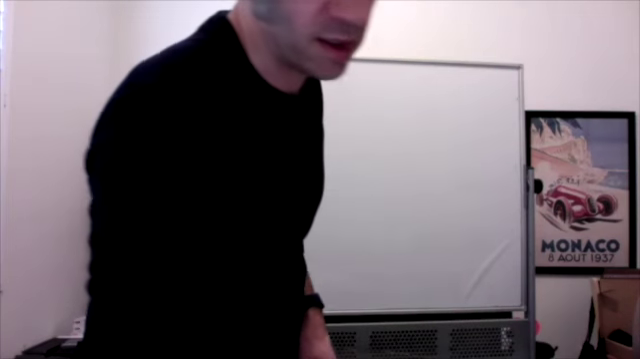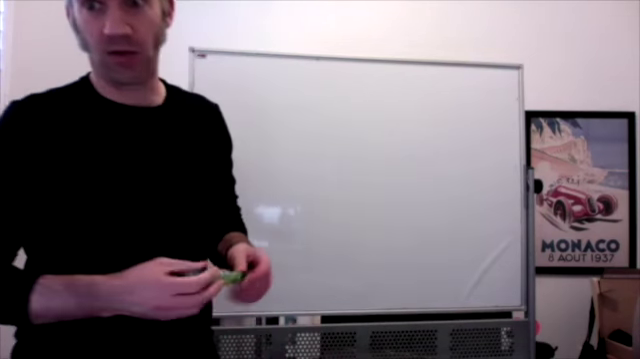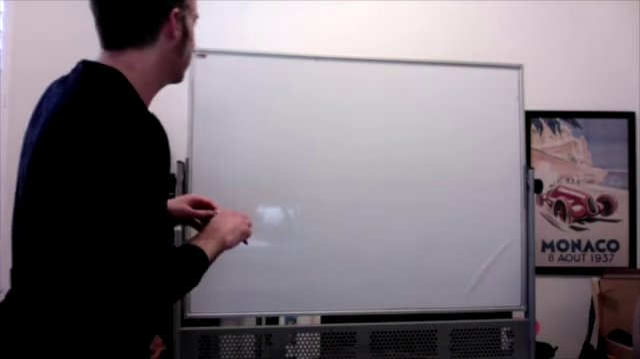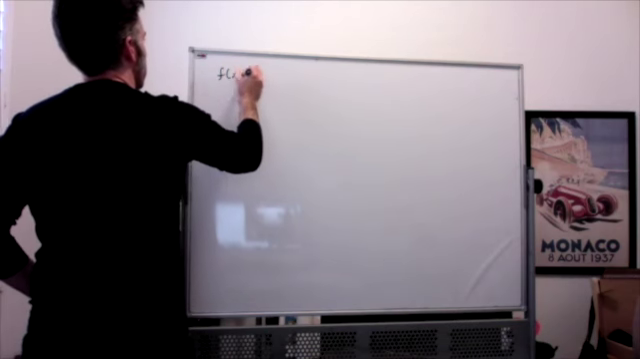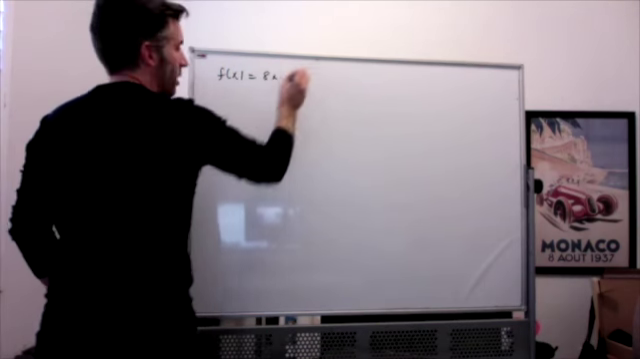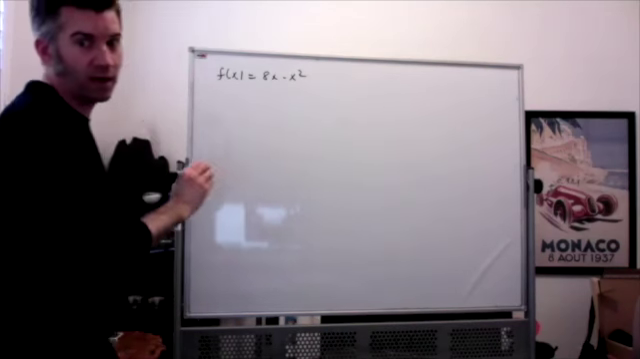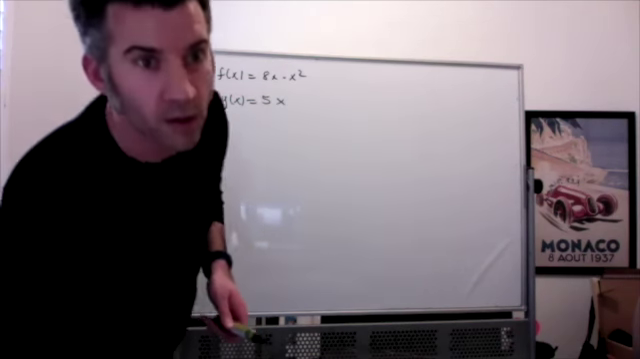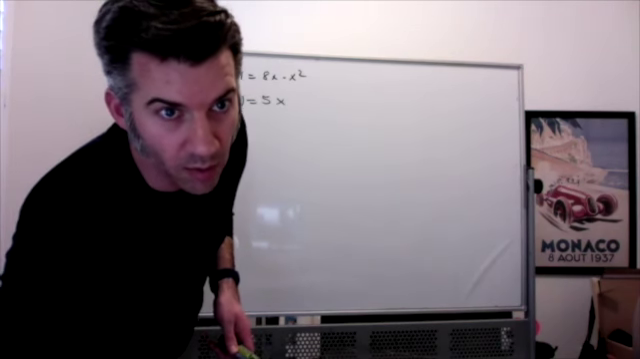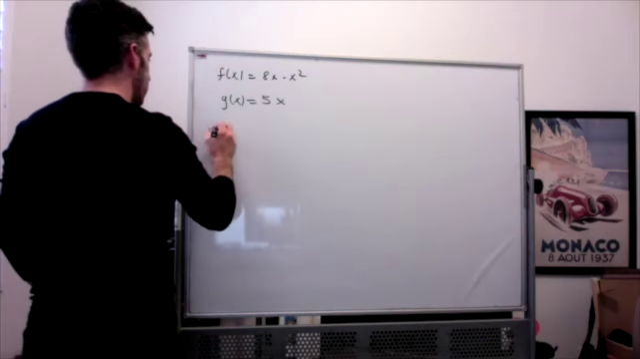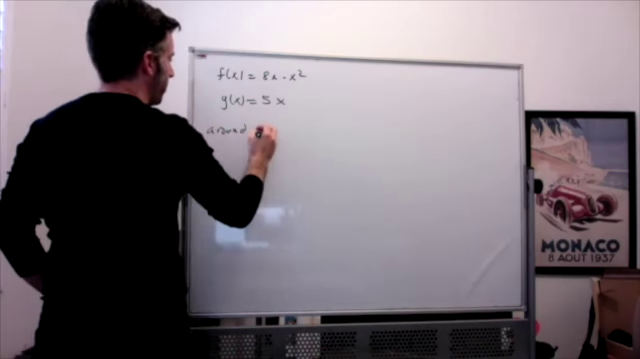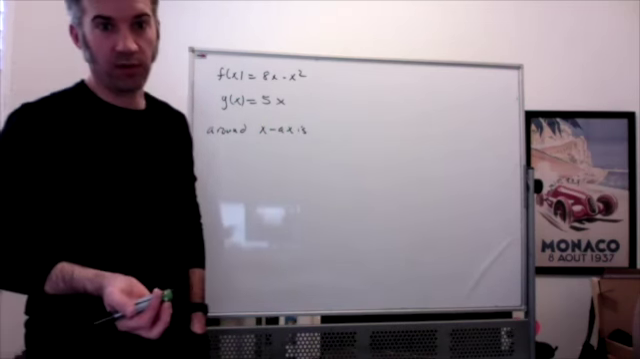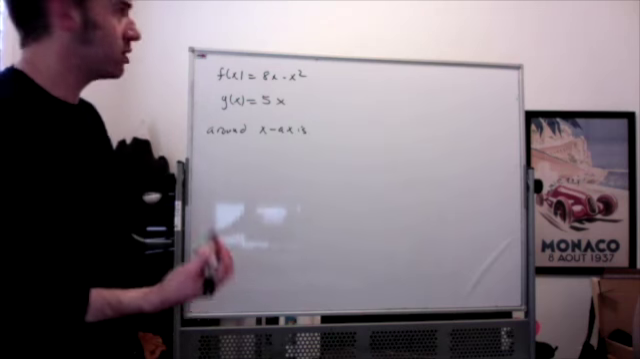So the first one: set up but do not evaluate an integral for the volume of the solid obtained by rotating the region bounded by f of x equal to 8x minus x squared and g of x equal to 5x around the x-axis. You don't have to draw a picture for this, so I'm going to do it without drawing a picture. And then I'll talk about how you would do it if you did want to draw a picture. It's not really different, just you can do this without drawing a picture.